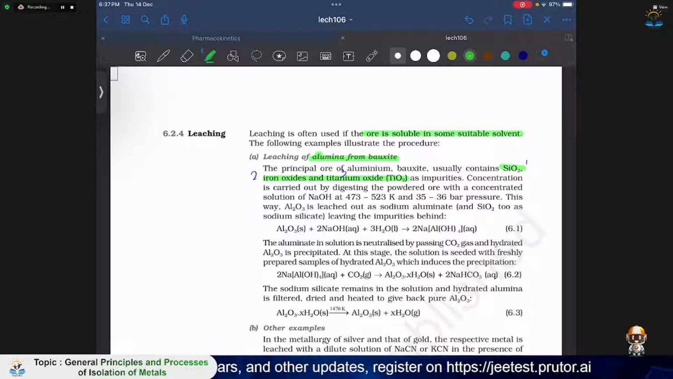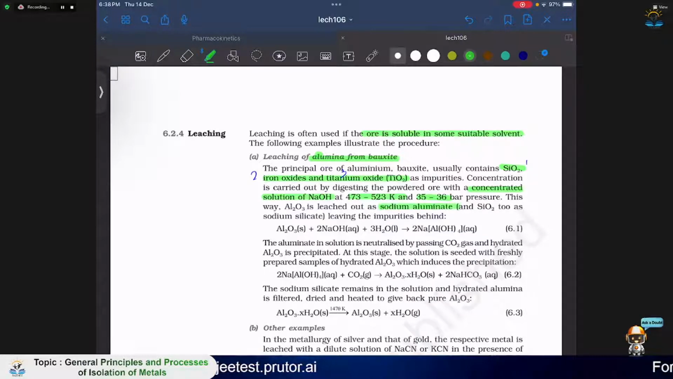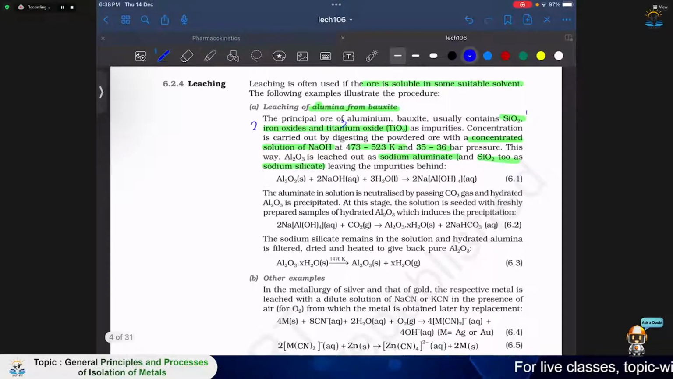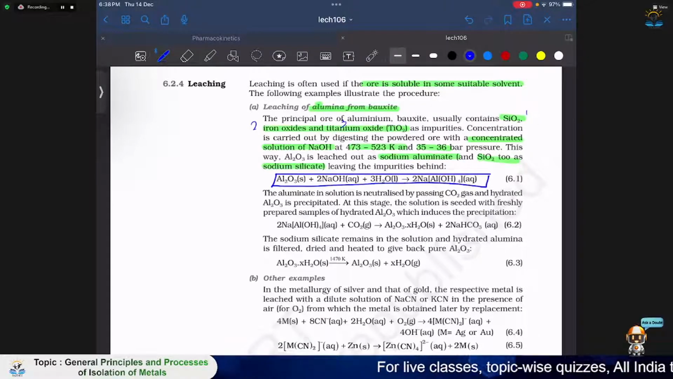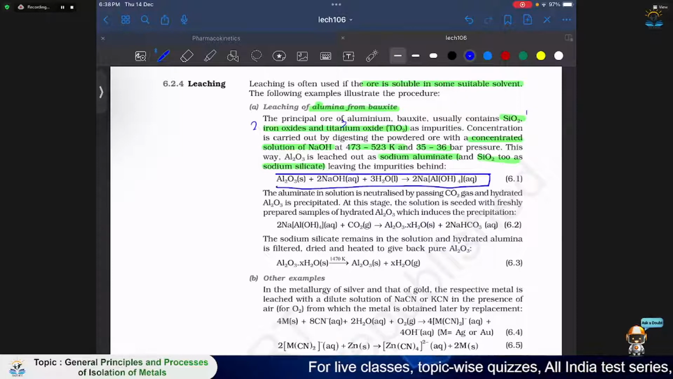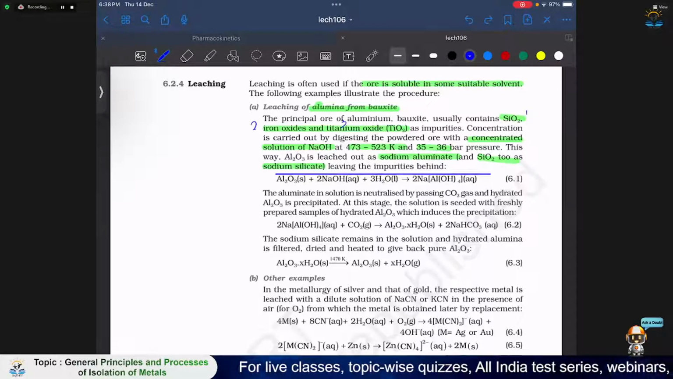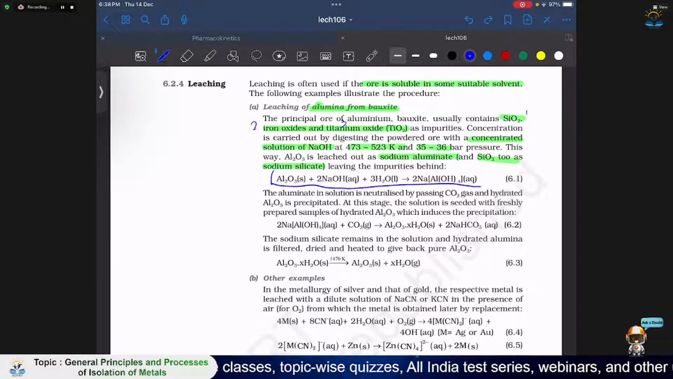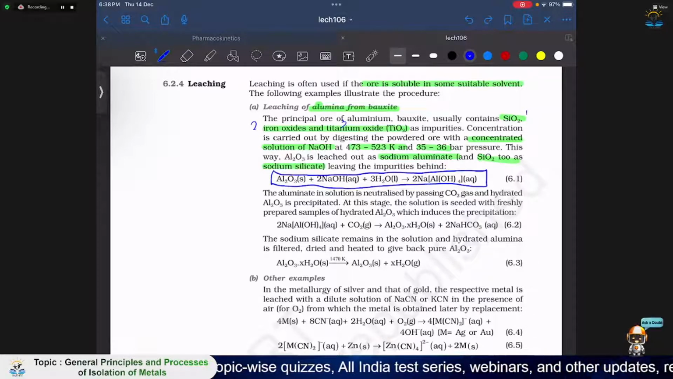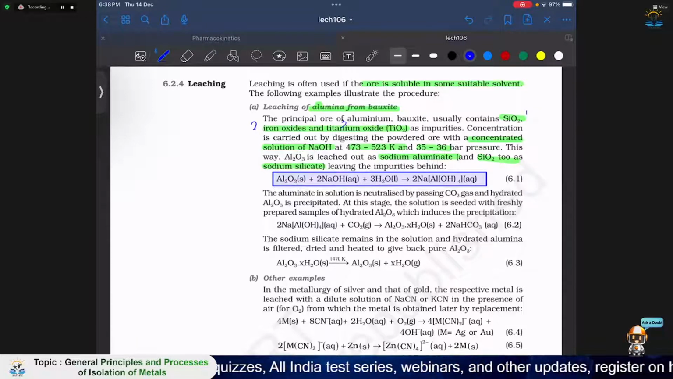You digest the powdered ore with a concentrated solution of NaOH at high temperature and pressure. Al2O3 is converted to sodium aluminate, and SiO2 to sodium silicate, leaving the impurities behind. And the equation which you need to remember is this. So look at how you have removed Al2O3 as sodium aluminate.